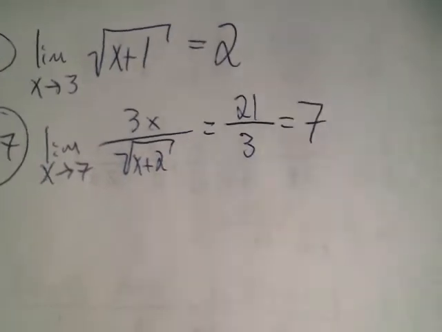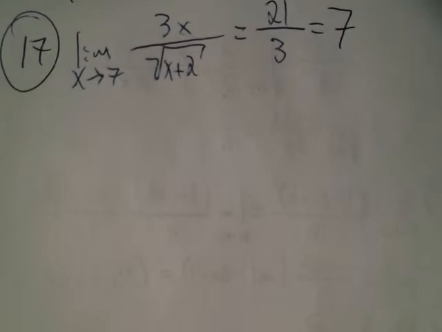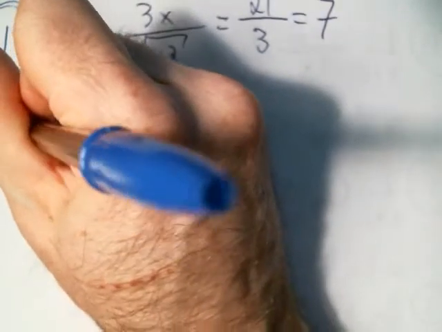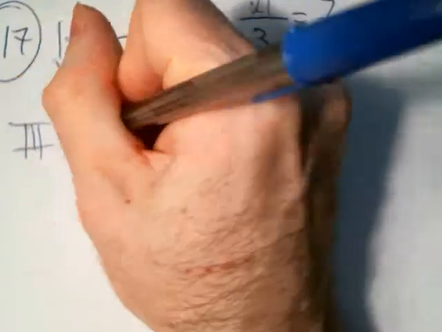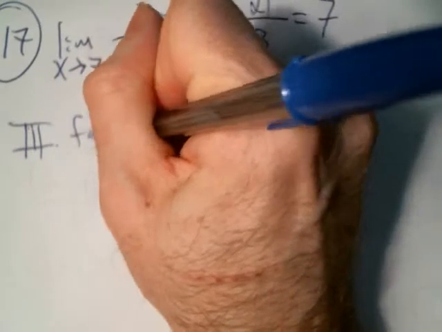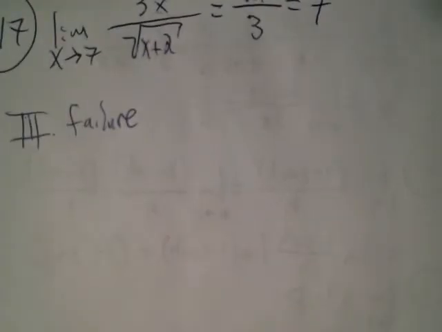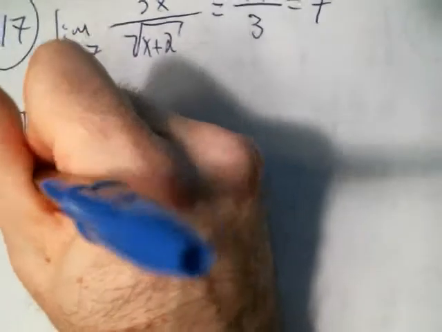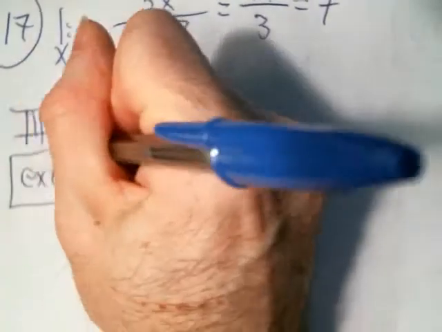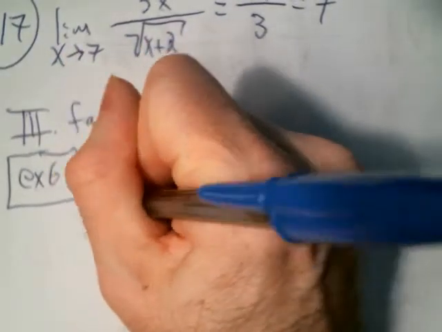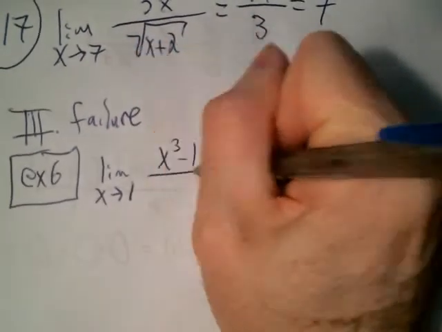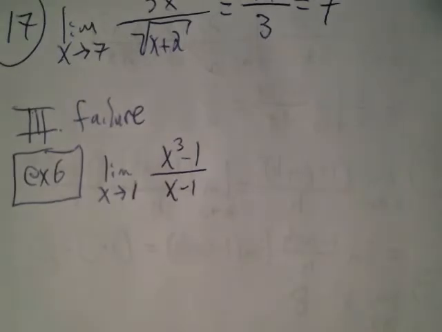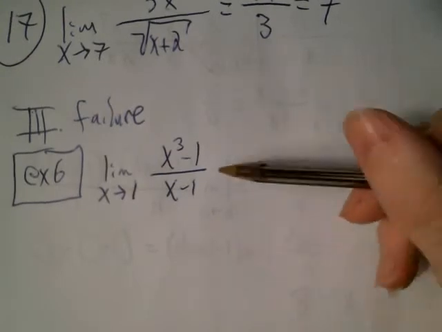Okay, great. So it's obviously not going to always be that easy. And of course, we see in example 6 that substitutions do sometimes fail. So section 3, failure. So example 6, we have the limit as x goes to 1 of x cubed minus 1 all over x minus 1. So this is a rational function.